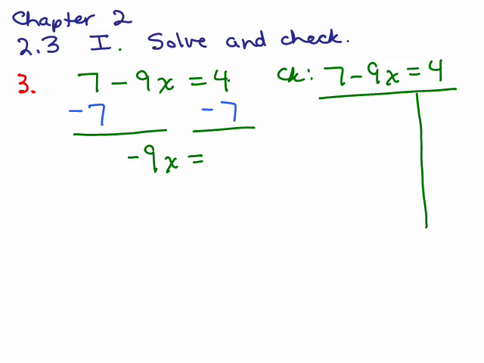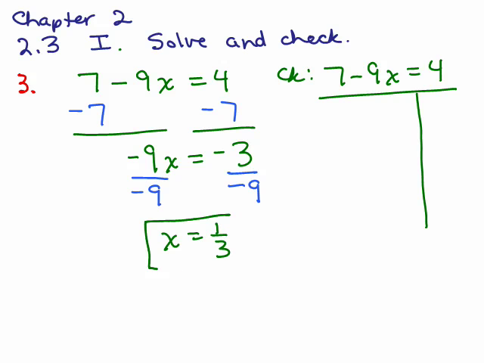Negative 9x equals 4 minus 7 is negative 3. So now we need to isolate x by dividing both sides by the coefficient of negative 9. So let's divide both sides by negative 9, and we get x equals 1/3. So if we were going to write this using solution set, the formal way of writing the answer, that would be 1/3 if that checks.